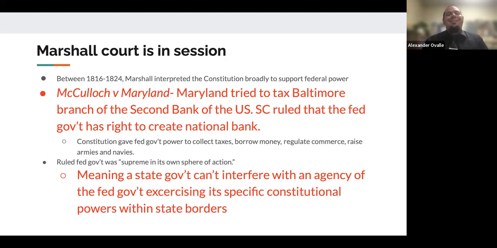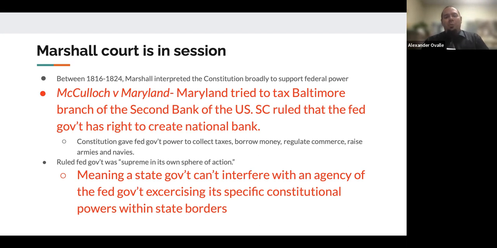And then we have another big court case. I wouldn't say it's up there, but early on in American history, it's on almost the same level as Marbury versus Madison. So between 1816 and 1824, Chief Justice John Marshall interprets the Constitution broadly, or loosely, to support federal power. In the court case McCulloch versus Maryland, the state government tried to tax the Baltimore branch of the Second Bank of the United States.